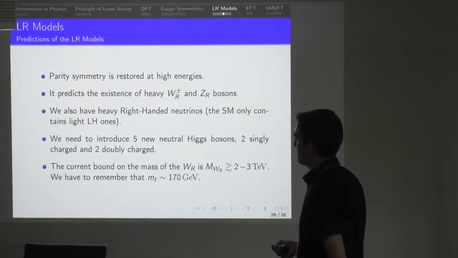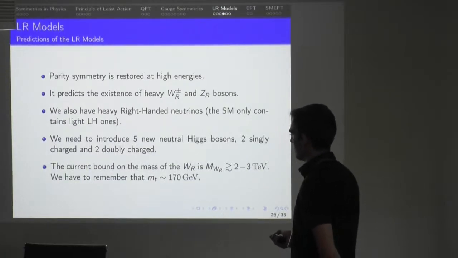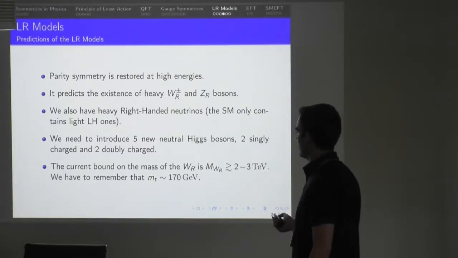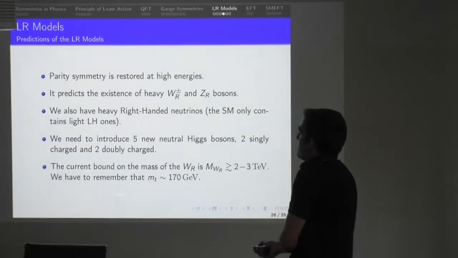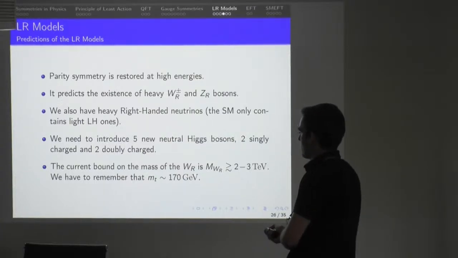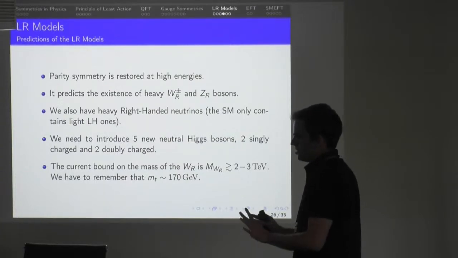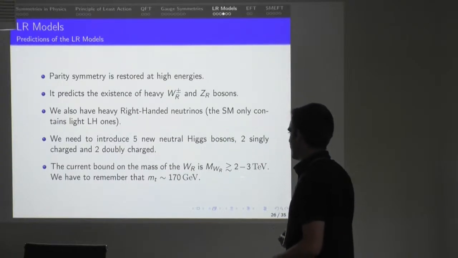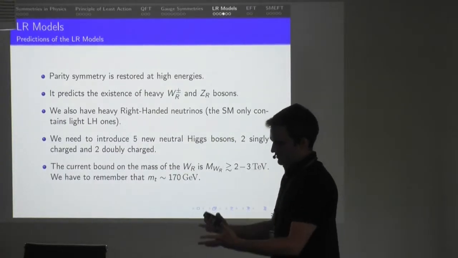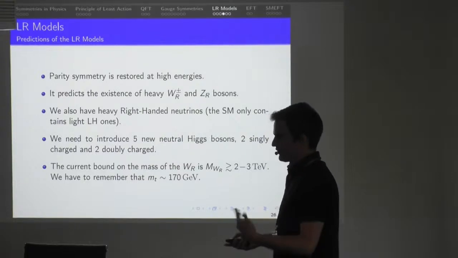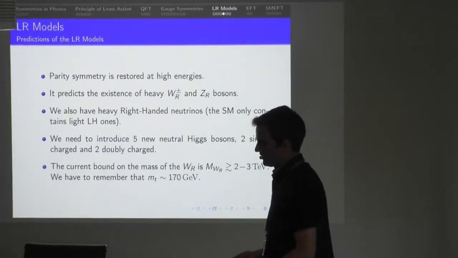In fact, the current bound on the mass of the W particle is this. Its mass has to be greater or similar than 2 or 3 TeV, sorry. And we have to remember that the mass of the heaviest particle of the standard model, the top quark, is 170 GeV. So these particles have to be at least 10 times heavier than the ones that we know. So they have to be very heavy.